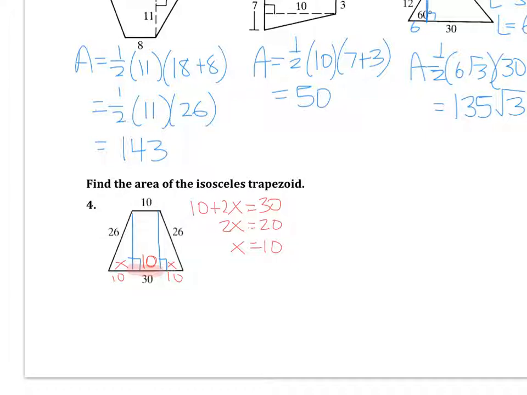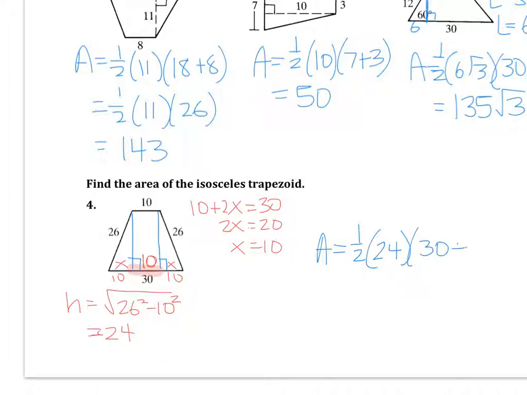Then you can use the Pythagorean theorem to find the height. And you get 24. So that area equals 1/2 the height times the sum of the two bases. So the original base was 30. So 40 divided by 2 is 20 times 24, 480.